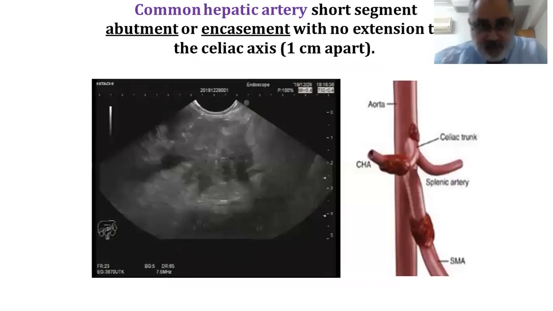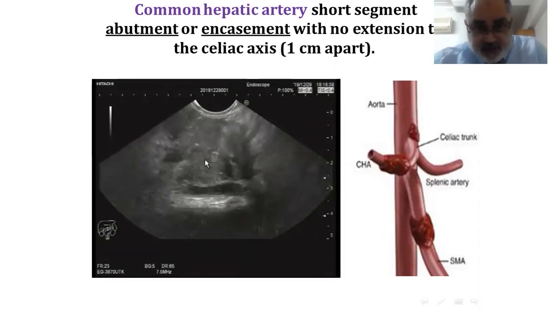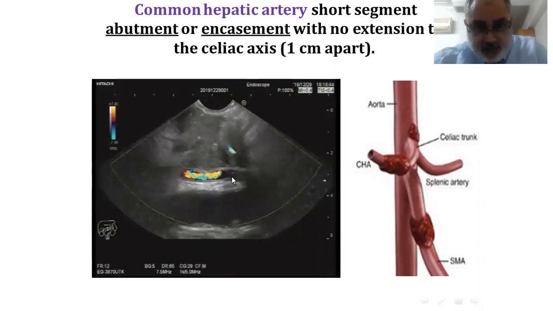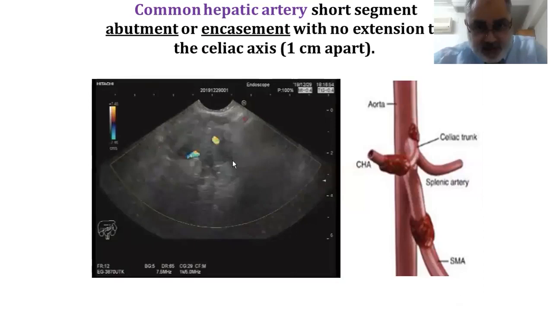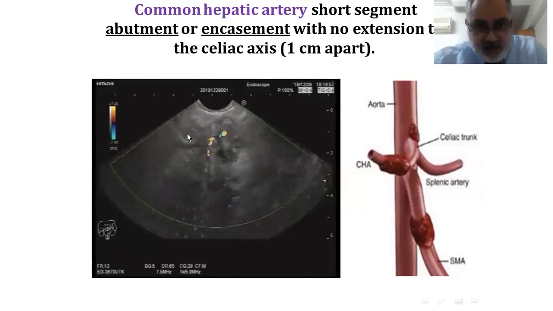Here is an example of complete encasing of the common hepatic artery till its origin from the celiac axis. This is the same patient. Here, this is the abdominal aorta and the superior mesenteric artery abutted by the mass. But here, this is the celiac axis coming from the aorta just above the superior mesenteric artery. And here, I will do anti-clockwise rotation.